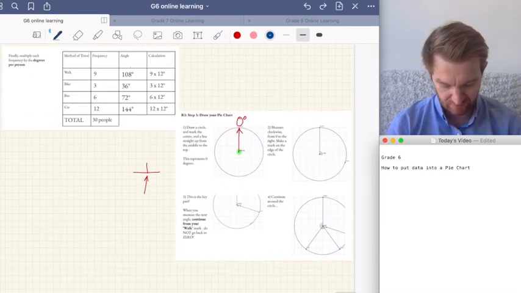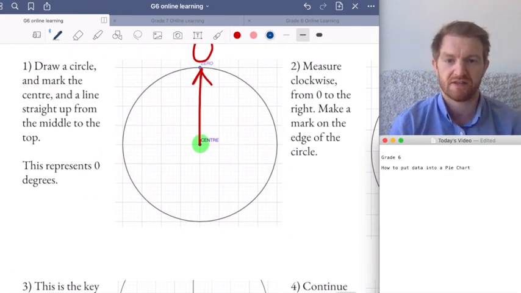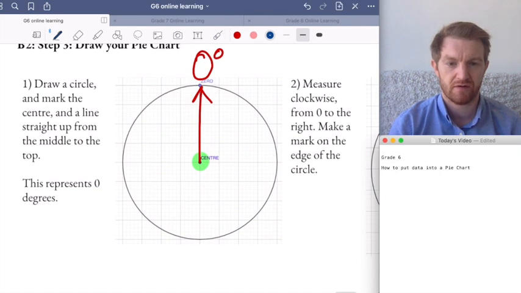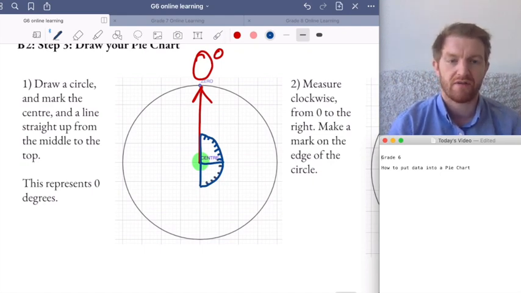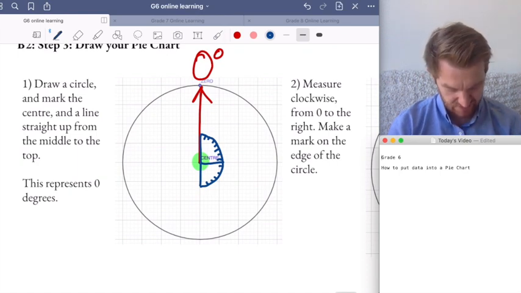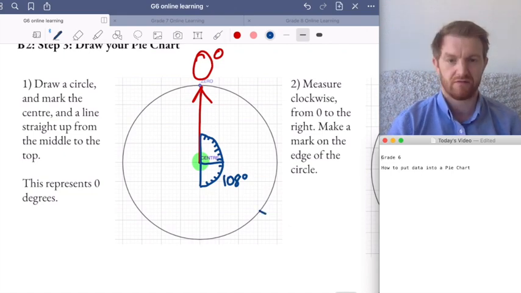Now our first angle was 108 degrees. So we place the protractor on top of this circle, 0 degrees at the top, and your protractor is going to look something like this. It's going to go on here so that the middle point with all the little marks looks like that. Like I said, I'm going to show you this much more clearly at the end of this video. So you put it on like this, you find 108 degrees, which will be over here somewhere, and then you make a little mark at the edge of the circle.